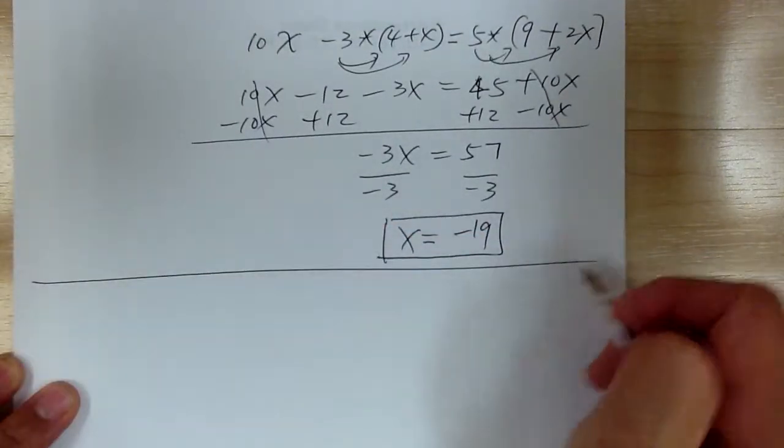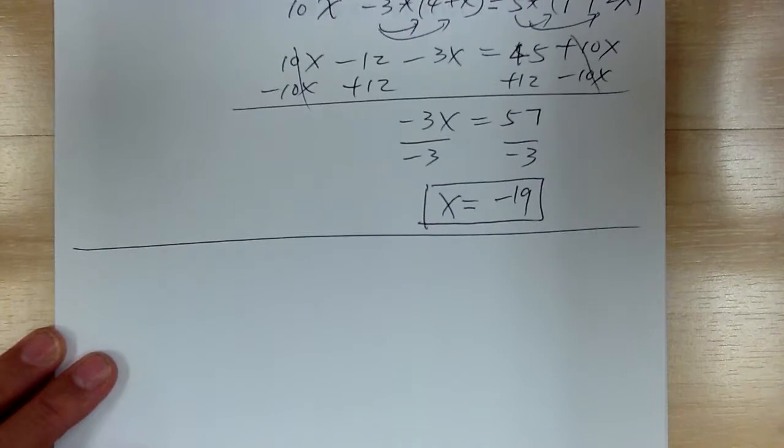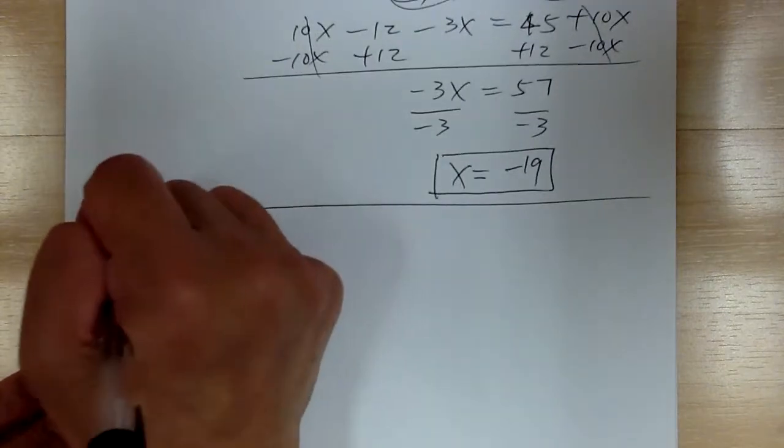Okay, we're going to skip number 35 because it's kind of messy and tedious. So let's go to 37.